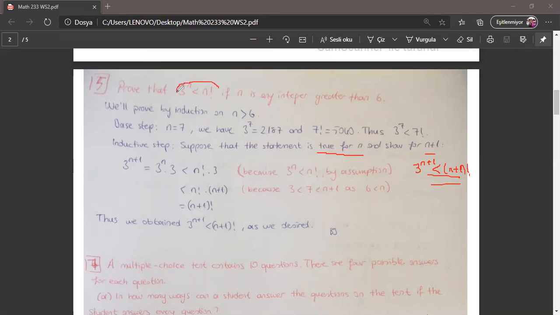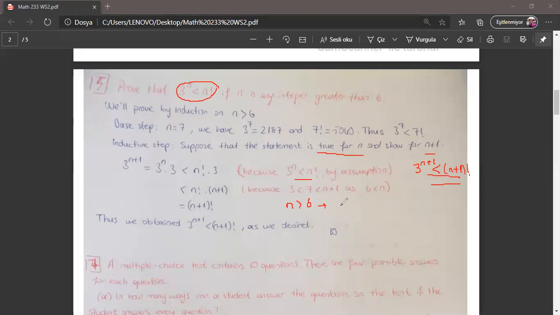So we have this. We assume this, and we will show it is also true for n plus 1. So we know this by assumption. So 3 to the n is less than n factorial, so this is less than n factorial times 3, which is also less than n factorial times n plus 1. Why? We know that the minimum value that n can take is 7, right? So n is greater than 6, because we will apply the induction when n is greater than 6.